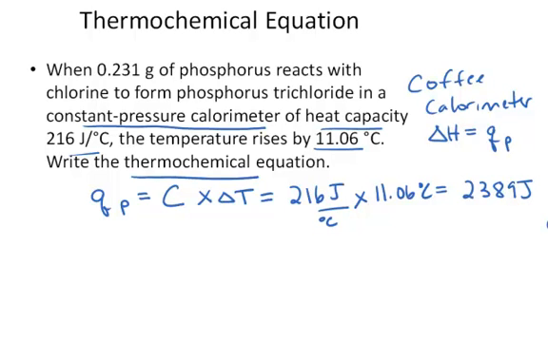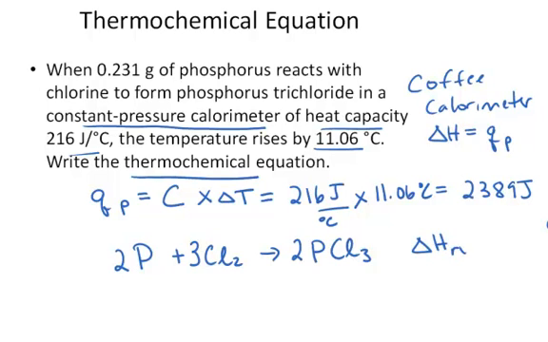And so we want to write the thermochemical equation. The next thing we need to do is write the balanced chemical equation. Phosphorus reacts with chlorine to give phosphorus trichloride, and we need to balance that reaction. There's 3 chlorines and 2, so we're going to put a 3 in front of the chlorine, and then a 2 in front of the phosphorus to balance out the phosphorus. So that's the balanced chemical equation. We want to write down the change in enthalpy for this reaction.